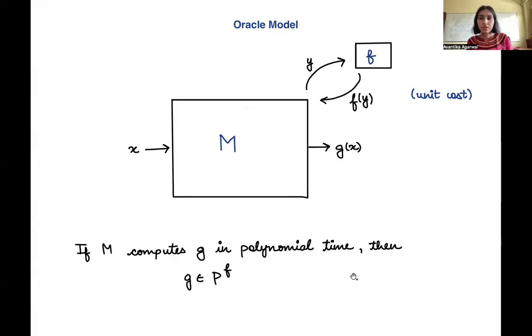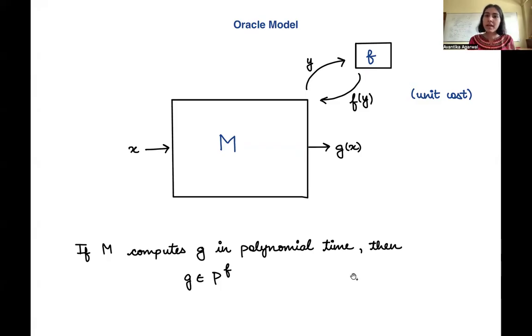In the Oracle model, our computers are given some extra power. So we have here M, which is a classical computer, and it's trying to compute some function g. Now it's given some extra power using an oracle. So we have this oracle which contains some function f inside it, and M has access to this oracle. During its computation, M can make some queries to this oracle. It sends a query y to the oracle and it gets the response f of y in a single time step, even if this function f is hard to compute.